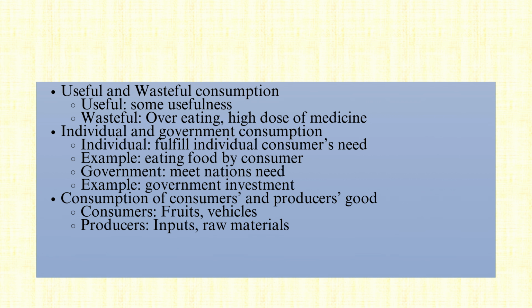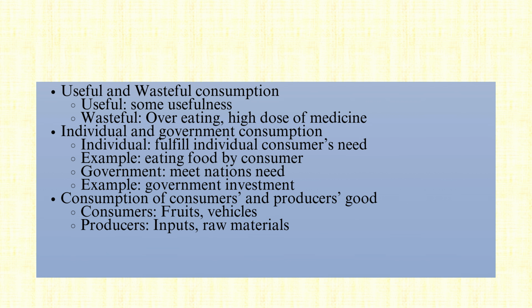Government consumption is when the government uses resources to meet the needs of the nation. This includes things like building roads, providing education, or investing in irrigation systems. Government consumption often aims at providing public goods and services that benefit everyone in the society.